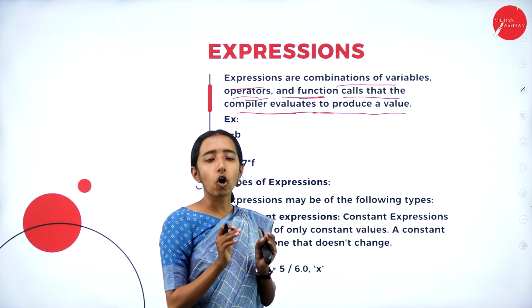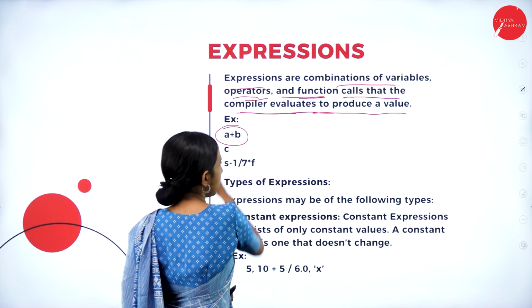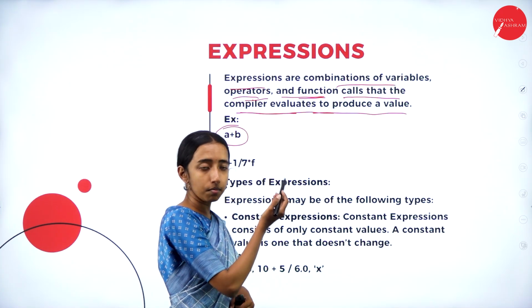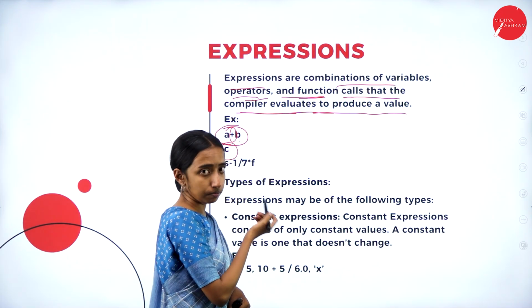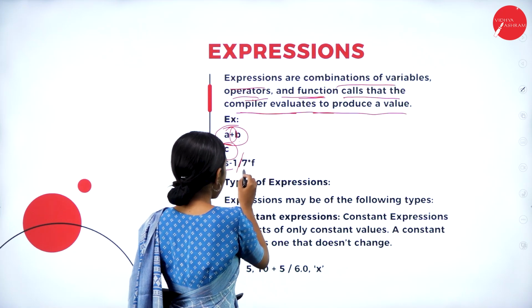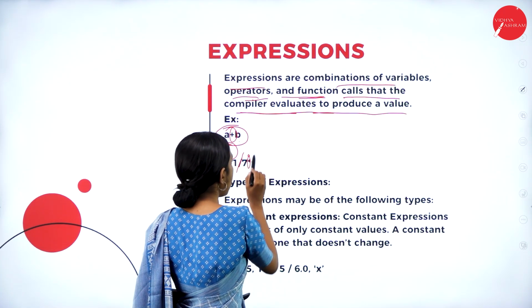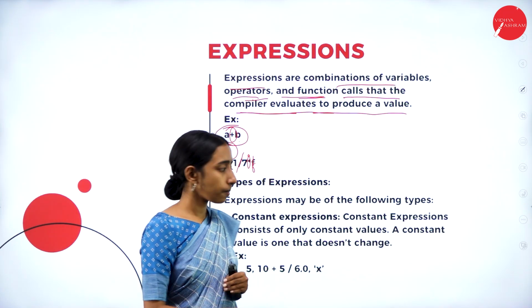It is simply a combination of variables. For example, here a plus b. It is a combination of variables like a, b with an operator. Next, only c. Here s minus 1 with a division, 7 with a multiplication of f. So it is a combination of variables and operators.